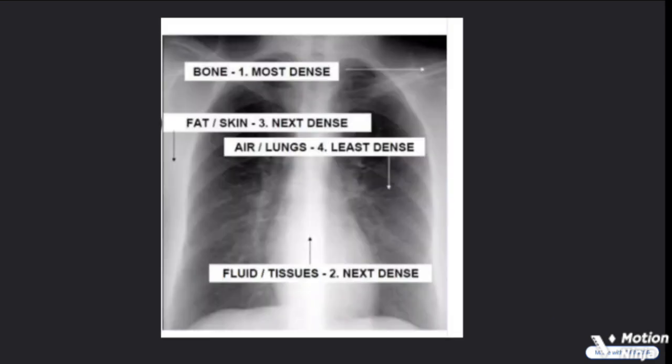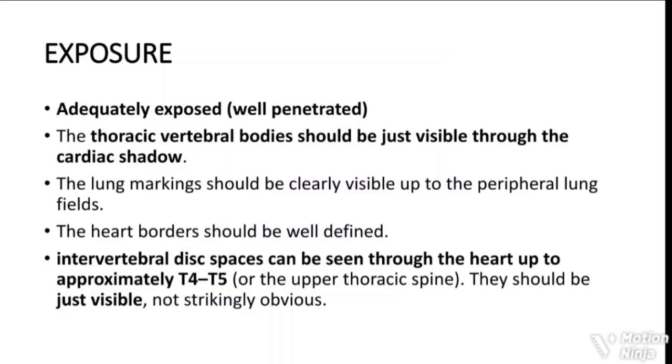Now, in a chest X-ray, the most dense is the bone, then comes the fluid, then comes the fat and skin, and then comes the air, which is the least dense and black in color. So the lungs will be black in color, and the heart shadow and the diaphragm will be white in color. That is the basis of the silhouette sign, which we will come to later.